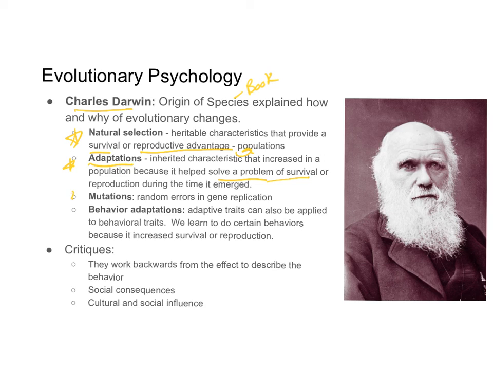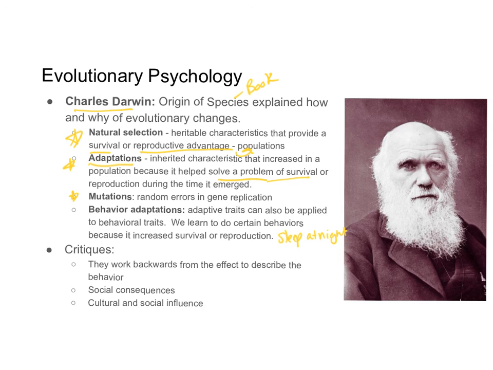Mutation is a random error in gene replication. Behavior adaptations are adaptive traits that can also be applied to behavioral traits. We learn to do certain behaviors because it increased survival or reproduction. We sleep at night. This helps us with survival because realistically, we cannot live against predators at night.